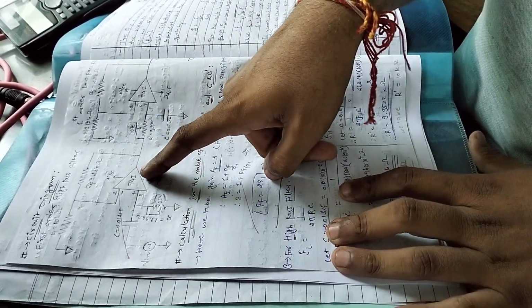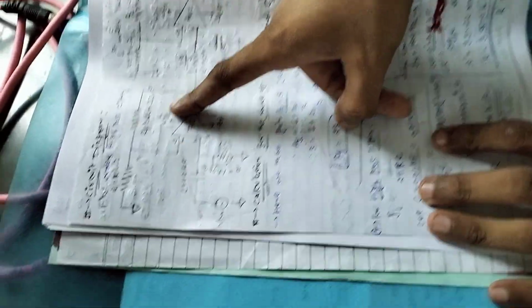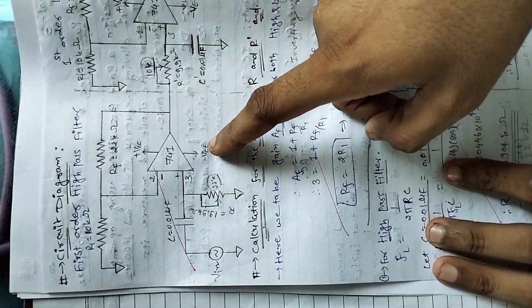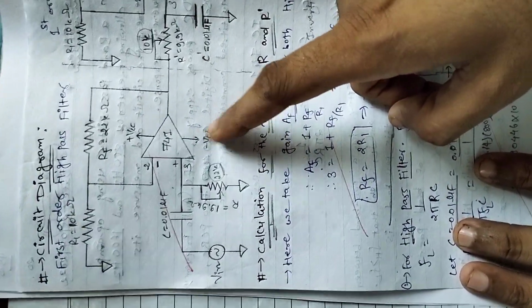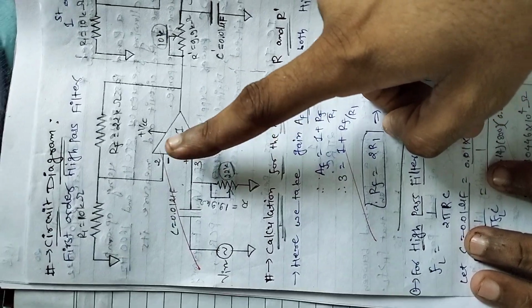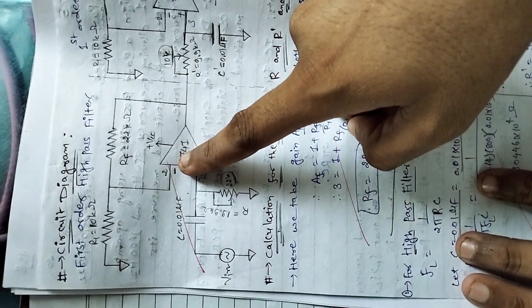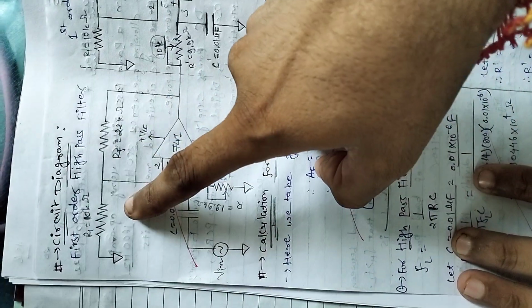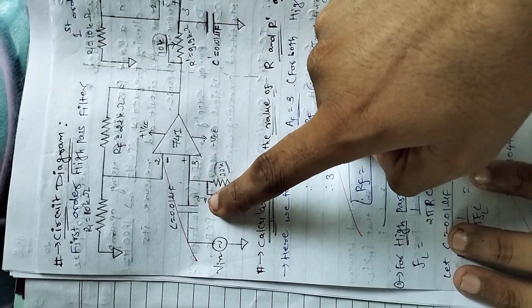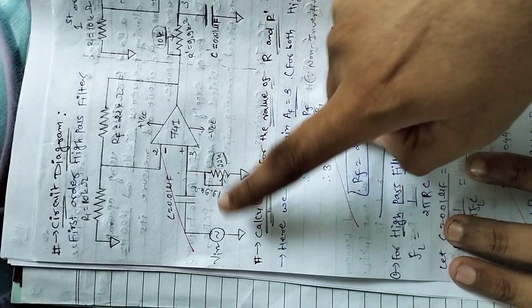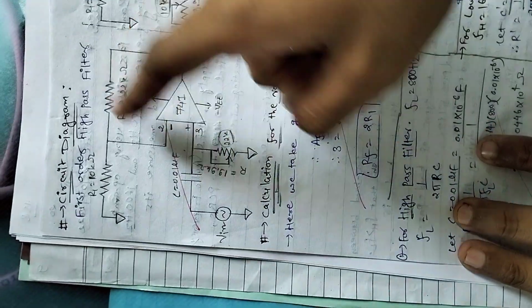This simply uses the IC741. Plus VCC is 7, minus VEE is connected to 4. The third terminal is the non-inverting one, and the second terminal is inverting, connected with RF and R1. And here you see the capacitor. This is our V input and this is R. So that is all about the circuit.